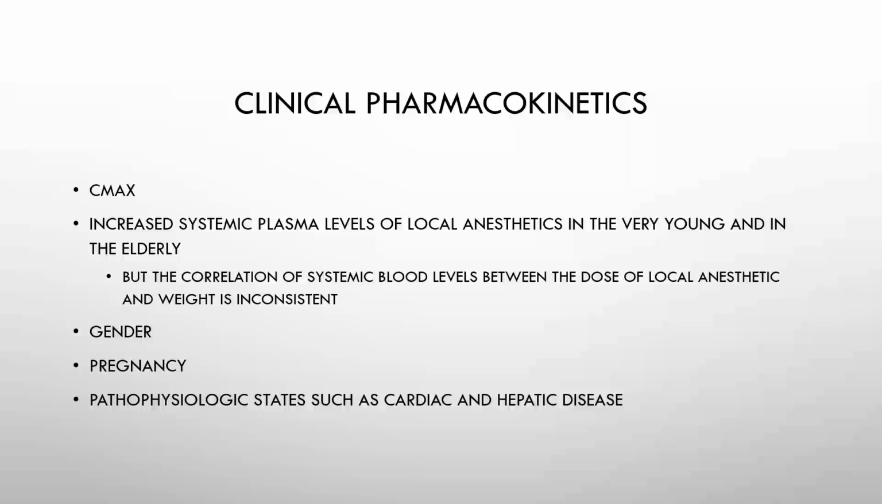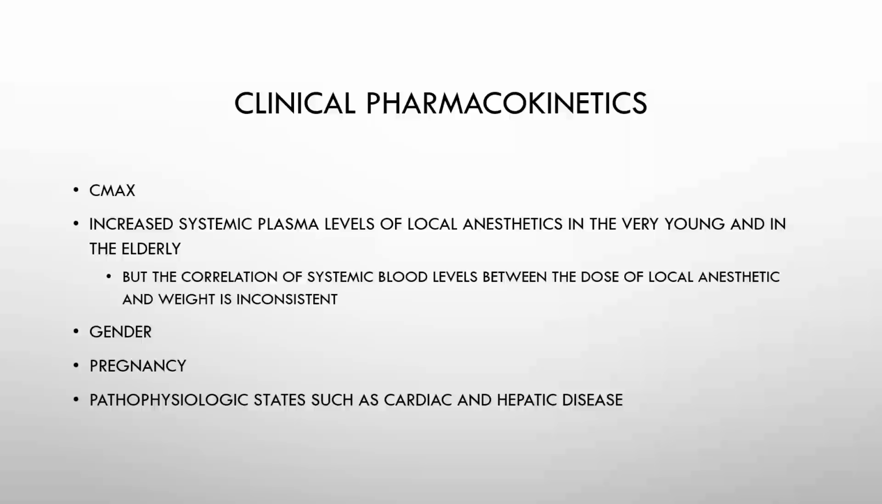The problem is pharmacokinetics are difficult to predict in any given circumstance, because both physical and pathophysiologic characteristics will affect the individual pharmacokinetics. There is evidence for increased systemic plasma levels of the local anesthetics in the very young and in the elderly because of decreased clearance and increased absorption. Interestingly, the correlation of systemic blood levels between the dose of local anesthetic and weight is often inconsistent. Effects of gender on clinical pharmacokinetics of local anesthetics have not really been defined, but what we know is pregnancy decreases the clearance of local anesthetics.